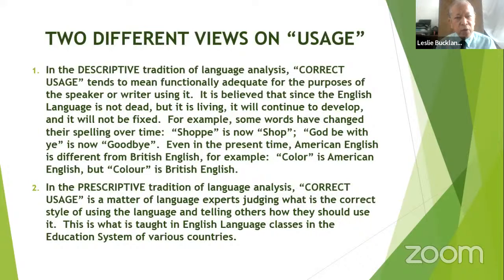Now, there are 2 different views on usage. The first view is what is called the descriptive tradition. In the descriptive tradition of language analysis, correct usage tends to mean functionally adequate for the purposes of the speaker or writer using it. That means that they see that it serves the purpose in communicating one's ideas to another.